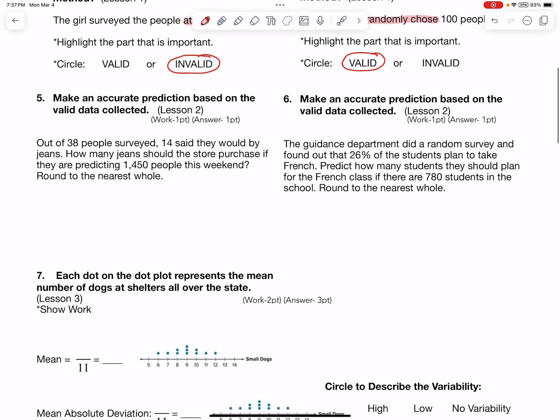Let's go ahead and take a look at Lesson 2s. Lesson 2s are using proportions to make predictions. So I'm going to get my highlighter ready. Out of 38 people surveyed, 14 said they would buy jeans. How many jeans should the store purchase if they are predicting 1,450 people? This is what we're predicting, and notice it also says round to the nearest whole, so we have to pay attention to that as well.